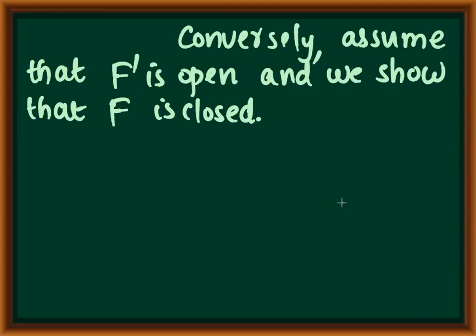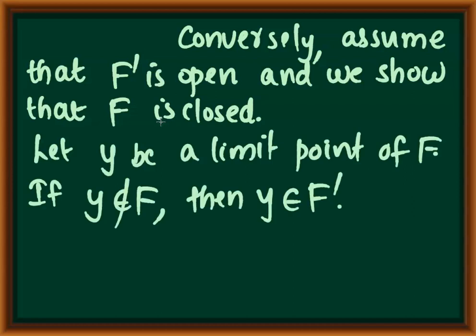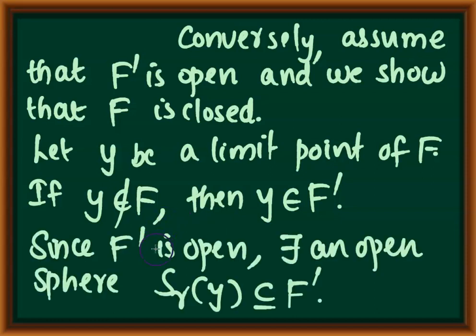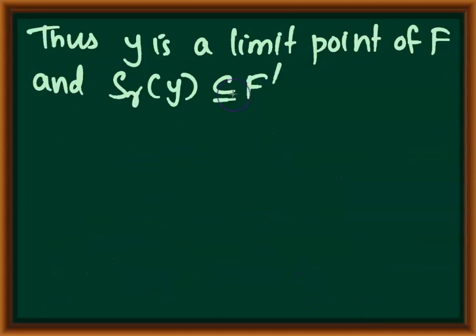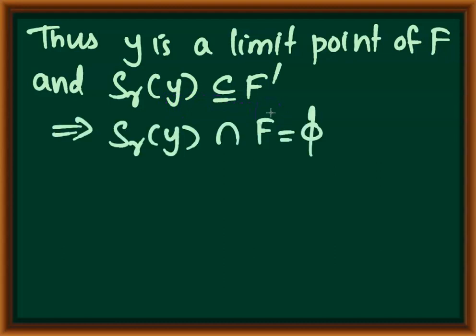For this, it is enough to show that every limit point of F is in F itself. So let us consider, say, y a limit point of F. If y does not belong to F, then y definitely belongs to its complement F dash. Since F dash is open, we know that there will exist some open sphere centered at y contained in F dash. Since y is a limit point of F and the open sphere is contained in F dash, S_r(y) intersection F will be empty.